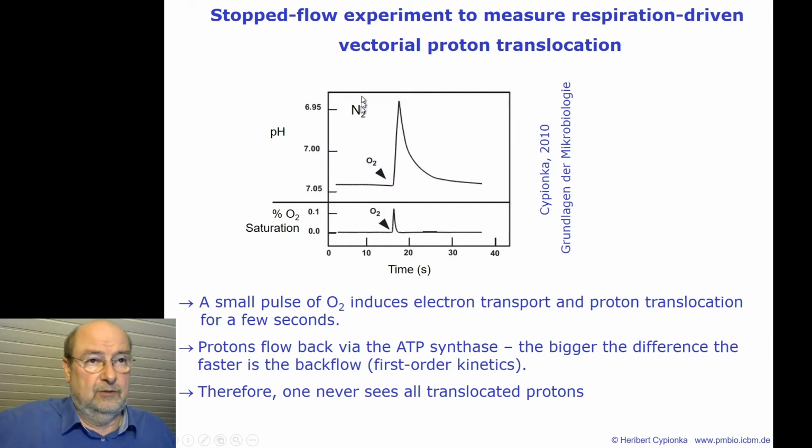So the cells are incubated under N2 anoxically, and nothing happens, and we measure the pH very sensitively. So you see a scale from 6.95 to 7.05, and after some time we add a little bit of oxygen, just KCl saturated with air or with O2. And then you see it's a very tiny addition, only 0.1% O2 saturation. And this has been respired away within a few seconds because we have quite a dense cell suspension.